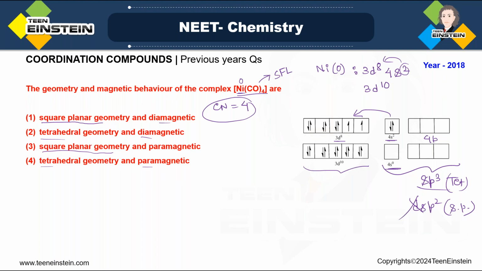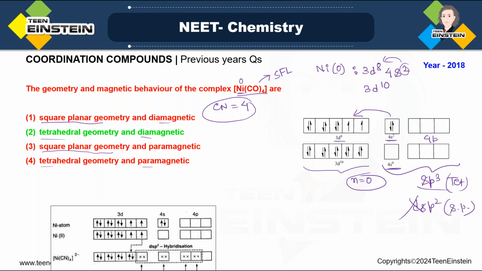And here, how to choose whether it is dia or para? You can see the n value is 0, there is no unpaired electron. So obviously it will be diamagnetic. Now here I would also like to give a few more pieces of information.